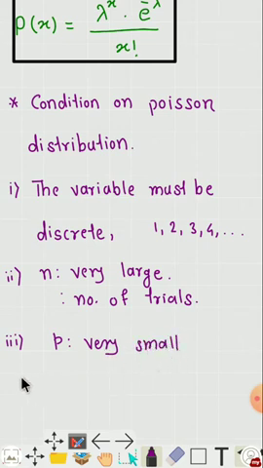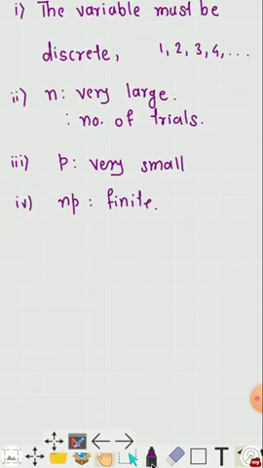Okay, next the fourth is np, n into p, must be finite. Finite means a fixed number. And the probability of success in each trial must be constant. So the probability of success p must be constant. So these are the conditions on Poisson distribution.